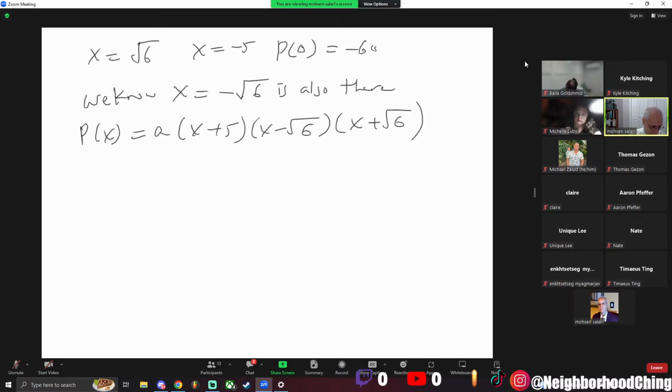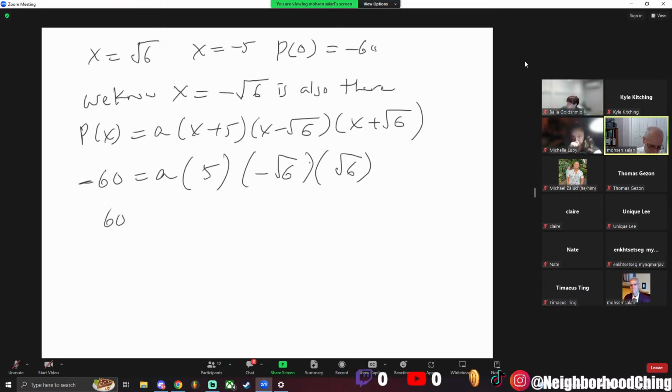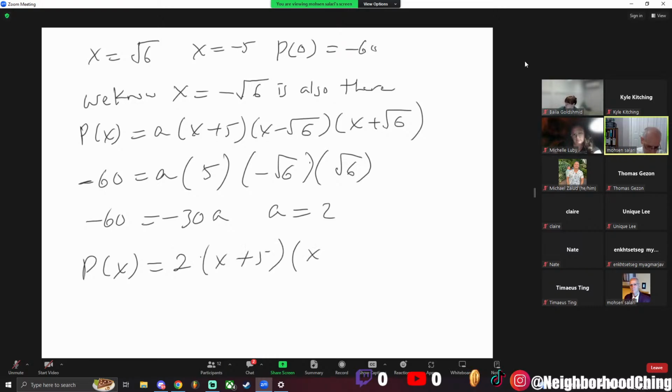And so if I multiply that through, and we know that p of 0 is -60. So -60 equals some a times, if x is 0, that's a 5, that's a negative root 6, that's a positive root 6. So that gives me -60 equals -30a. So a equals positive 2. So p of x equals 2 times x plus 5, x minus root 6, and x plus root 6.